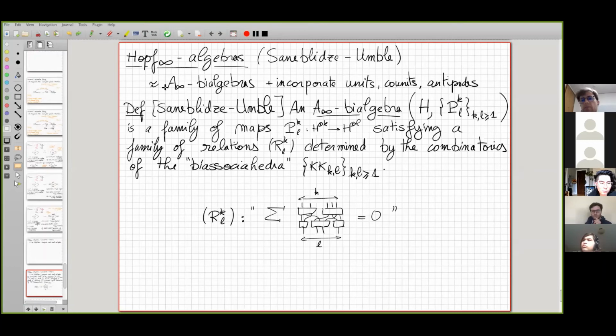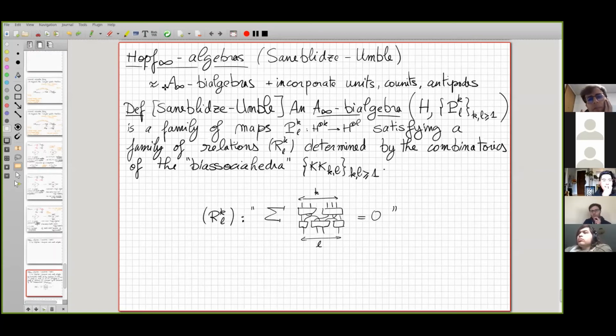And let me just say that it's complicated. I haven't seen the definition written explicitly, but I think it's possible to write. But roughly, this is a vector space with a family of maps indexed by two integers k and l.